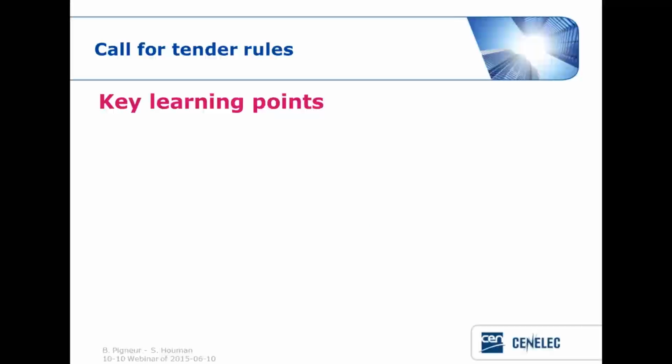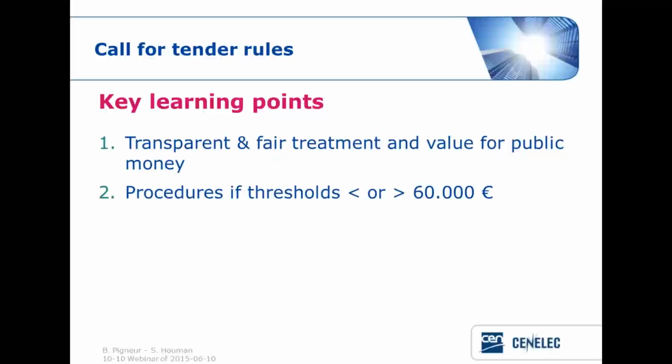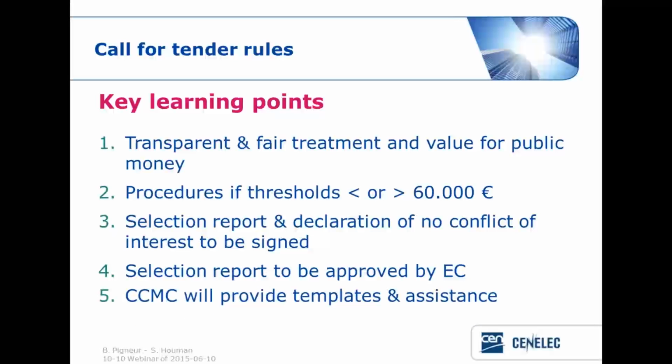So what are the main points to be remembered from this presentation? One is the transparency and fair treatment and value for public money. So the procedure, the different procedure, if the threshold is above or below 60,000 euro, that's very important. The selection report and the declaration of no conflict of interest to be signed. The selection report to be approved by EC before working, to launch the work from your subcontractors. And that CCMC can provide you the templates and assistance, of course.